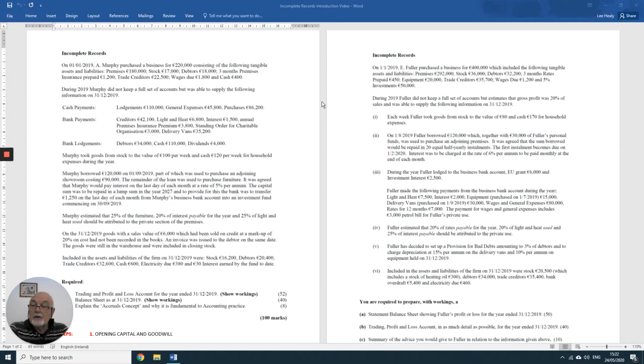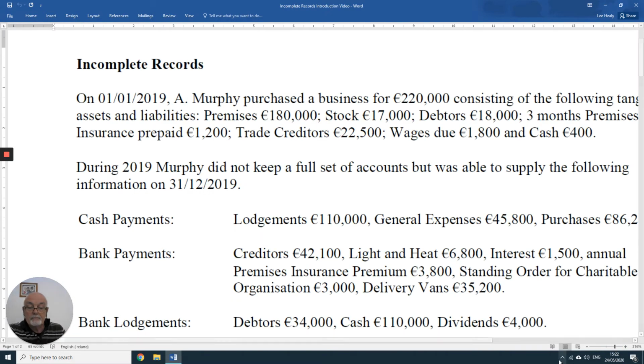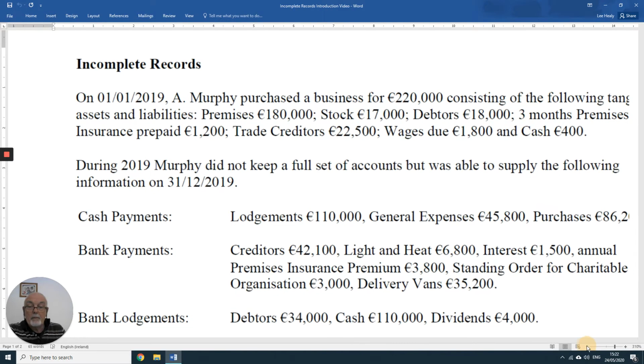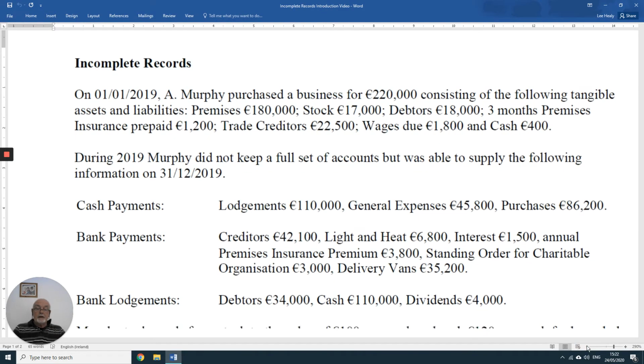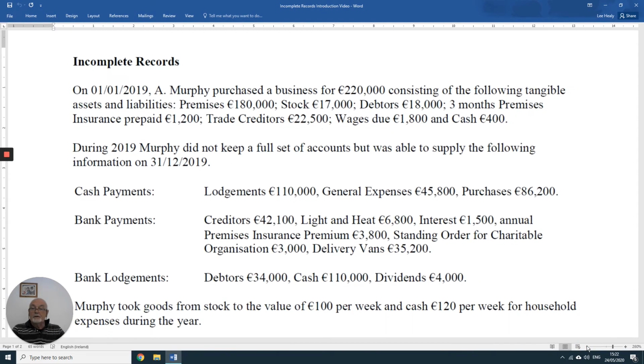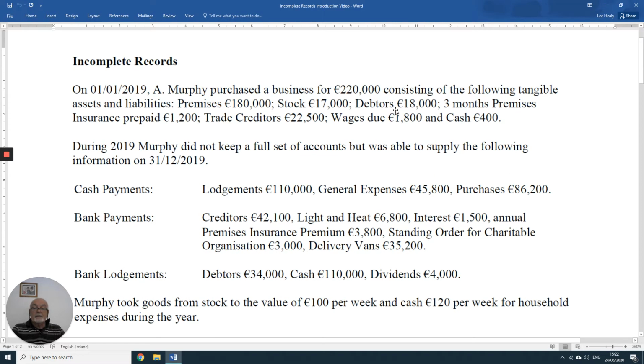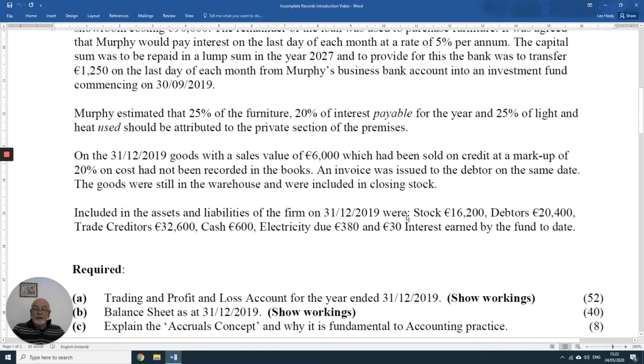Let's have a closer look at the one on the left here for A. Murphy, the so-called control accounts method. If we look carefully at the information provided to us here, we'll find that at the start of the year, Murphy is owed €18,000 by the debtors, and then at the end of the year, in that last paragraph there, the debtors owe €20,400.